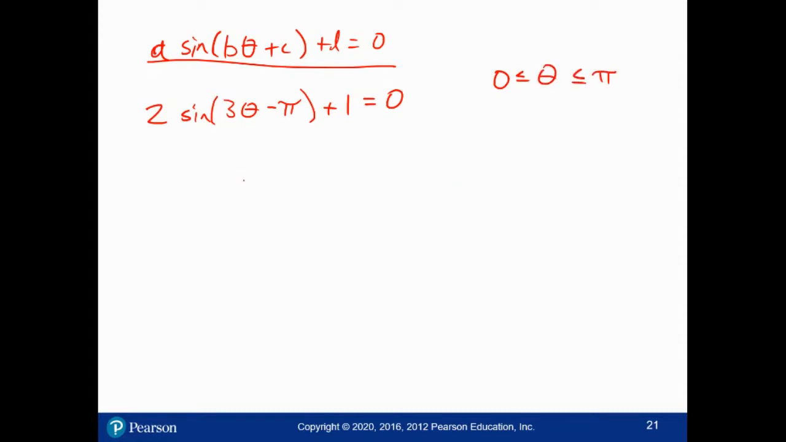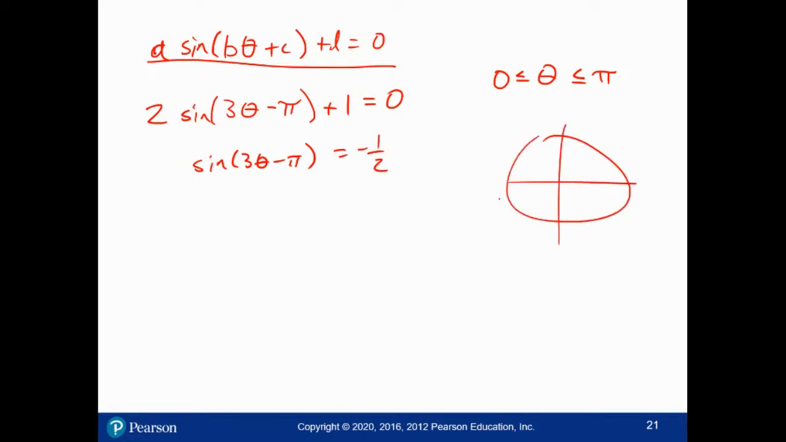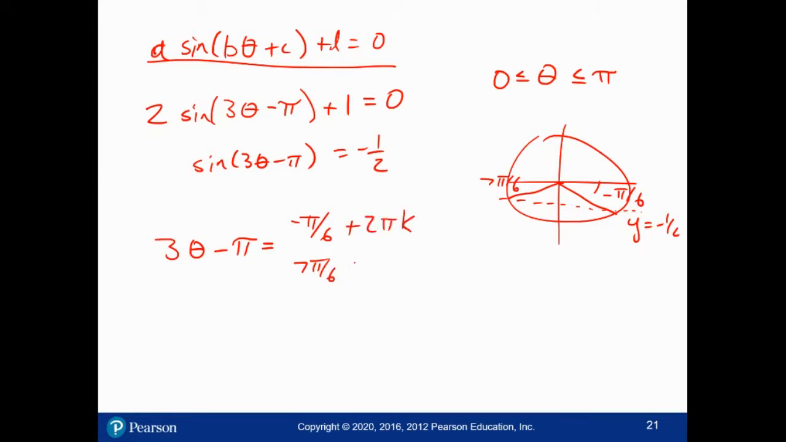Why not? Okay, so we're going to subtract 1 and divide by 2. That gives me the sine of 3 theta minus pi is equal to minus 1/2. Now in our standard unit circle, I want the sine, or the y-coordinate, to be minus 1/2. That gives me two angles here and here. This angle here is minus pi over 6, and this angle here is 7 pi over 6. So that tells me the thing I'm taking the sine of is either minus pi over 6 or 7 pi over 6 plus 2 pi times an integer.